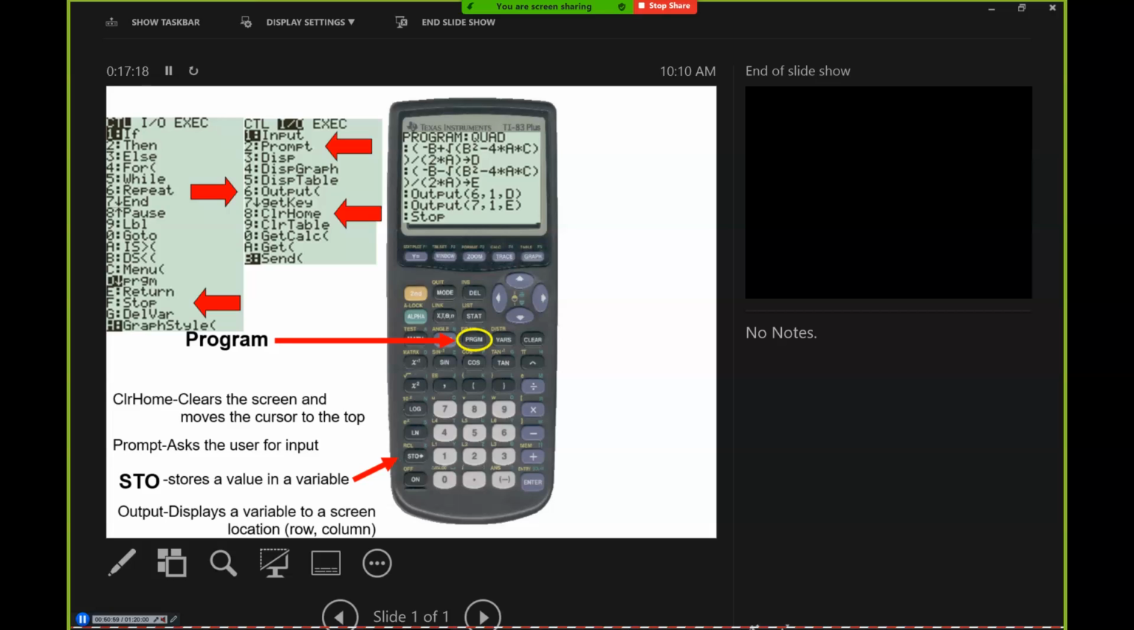That's a bummer. So press program, go to the I/O menu, and then look for the word output. Press enter to select that. Type in how it looks. The comma is above the number 7.